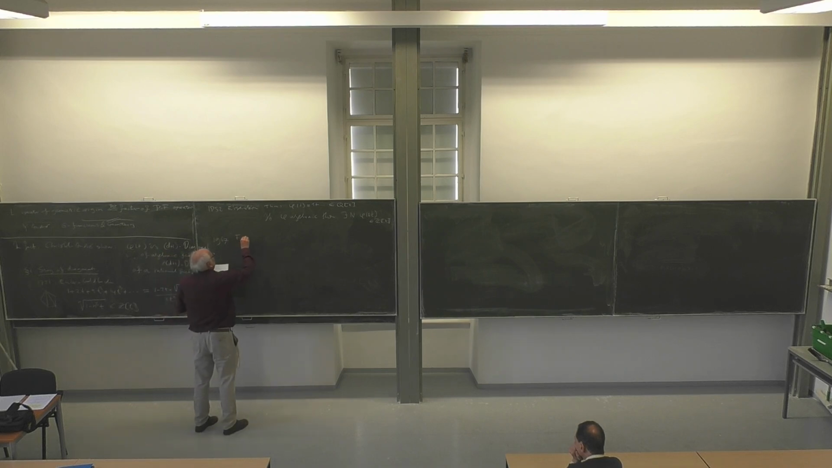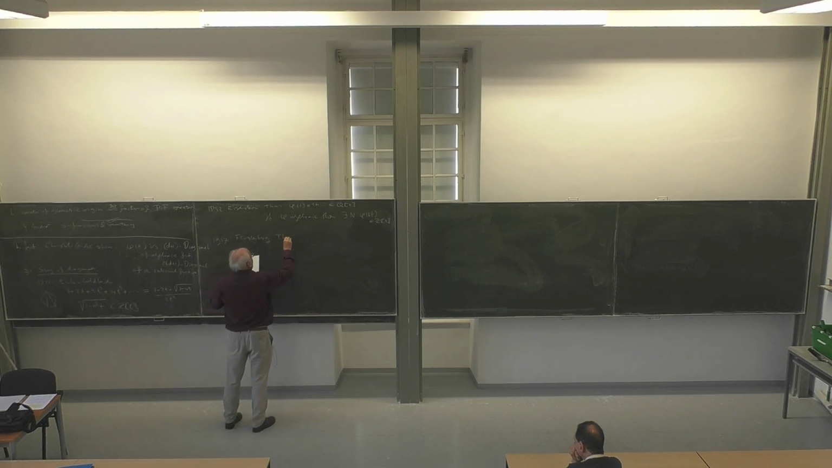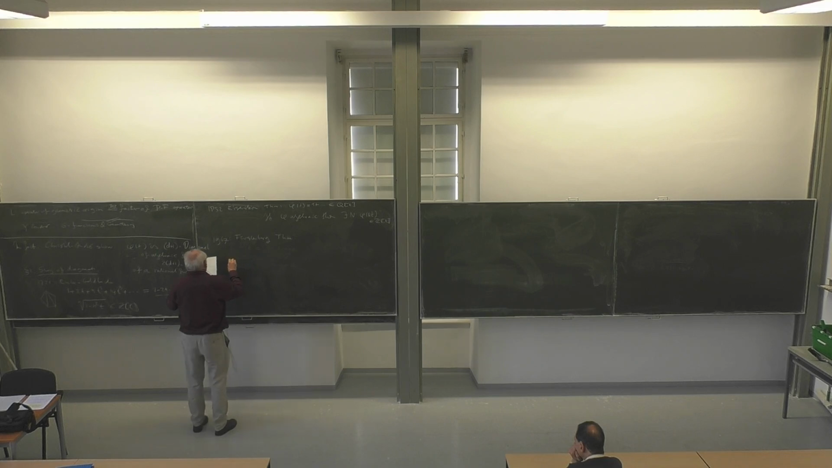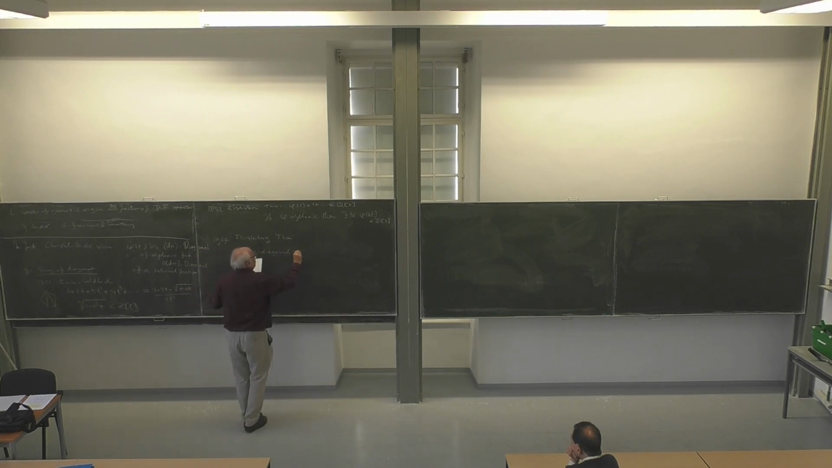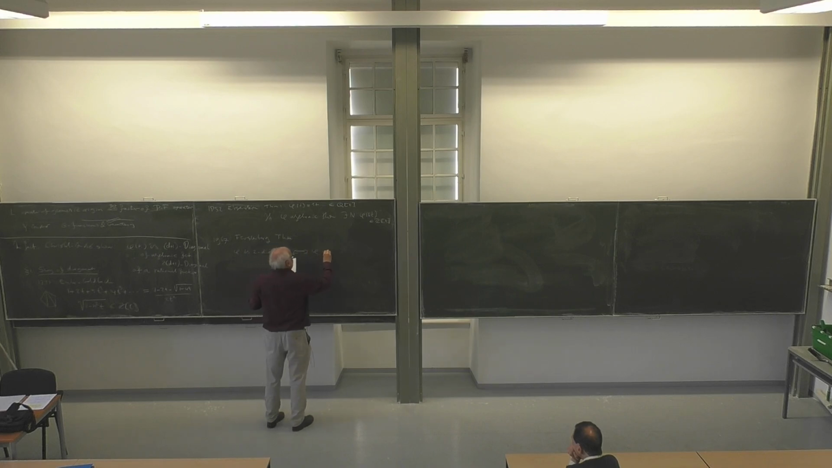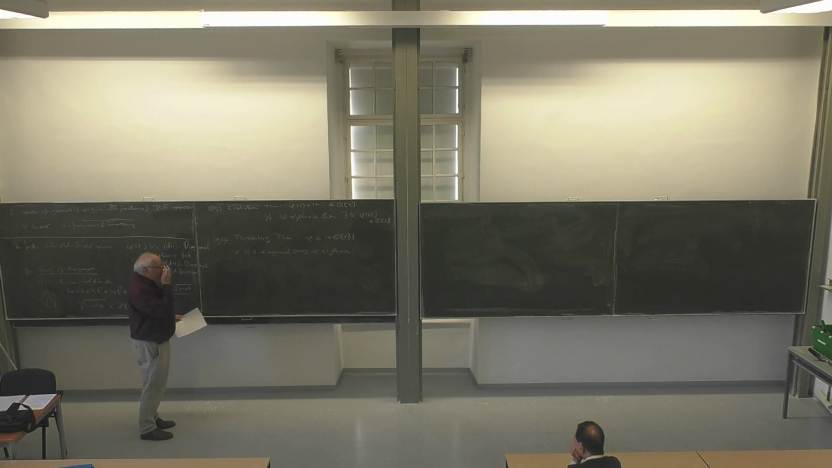So, Fürstenberg's theorem saying phi of t is a diagonal precisely if phi is algebraic. So what is a diagonal?